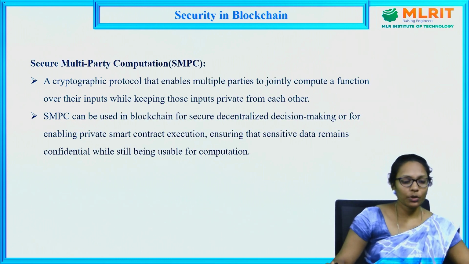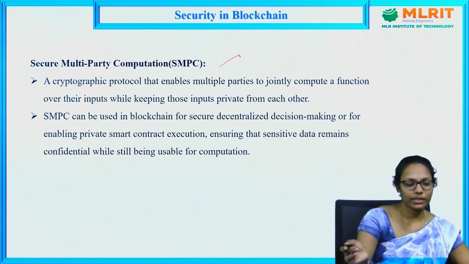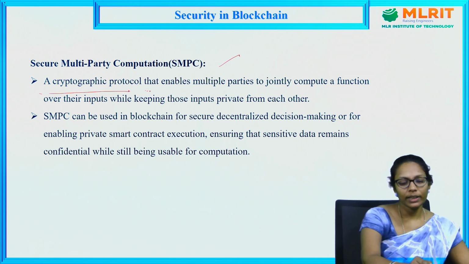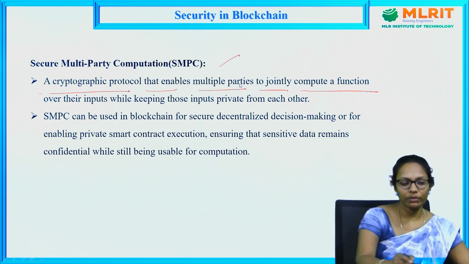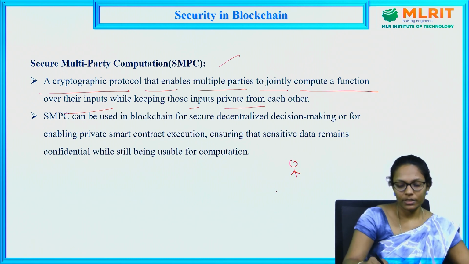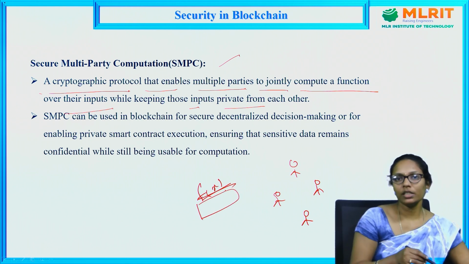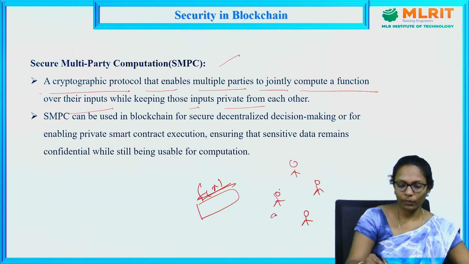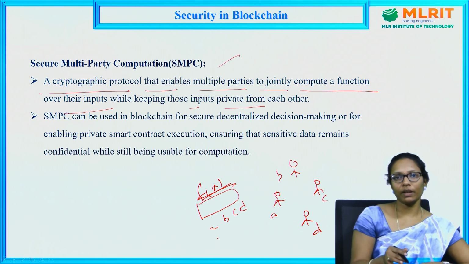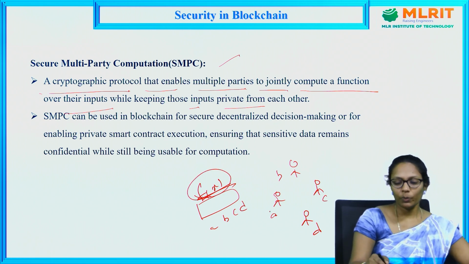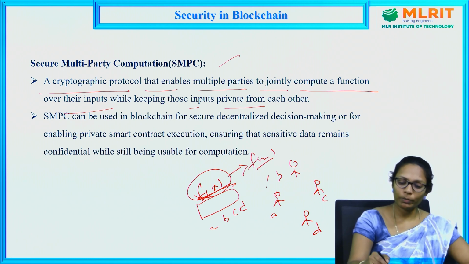So next is secure multi-party computation, so SMPC. It is a cryptographic protocol that enables multiple parties to jointly compute a function over their inputs while keeping those inputs private from each other. So here 4 persons are there. The 4 persons need to calculate one function. So this function is going to use all the inputs which are provided by these persons. So if I have ABCD values, then only I can calculate this function. So these 4 persons, they are using ABCD values to calculate this function. So this function value will be known to each other.